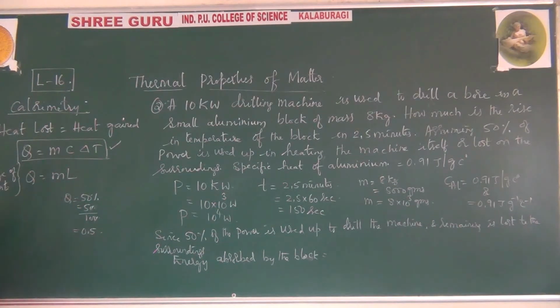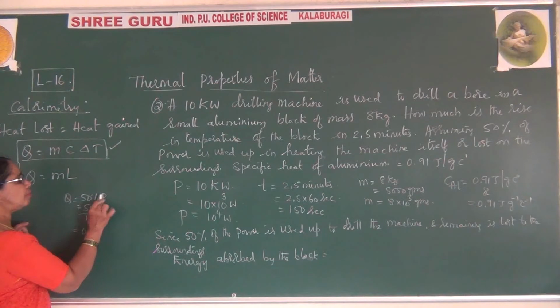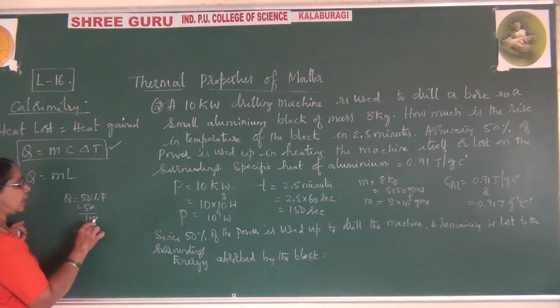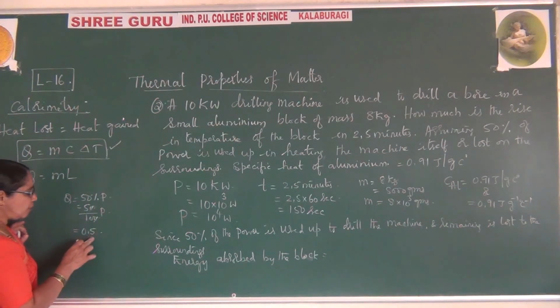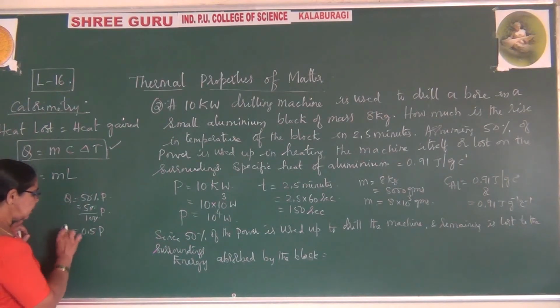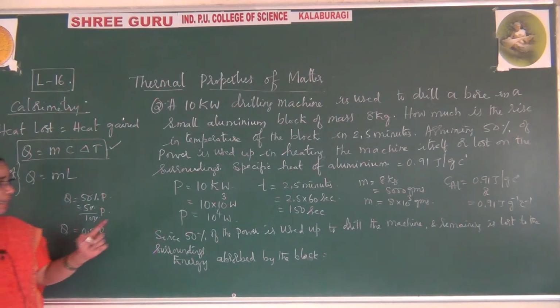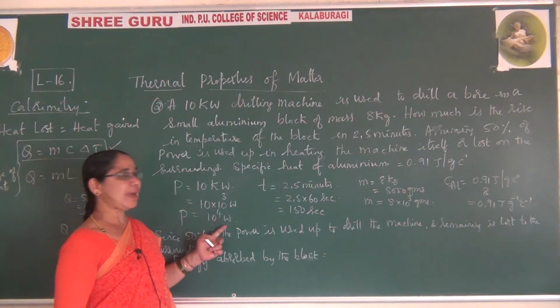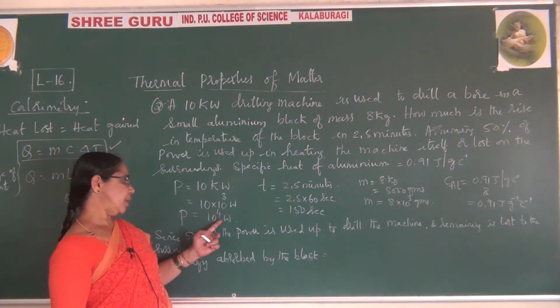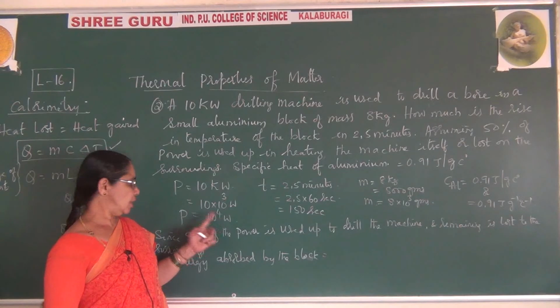So 50% of power means 50 by 100 of this power. So 0.5 of this power, this much you are using here. That is the energy which is absorbed, 0.5 P. What is P? P is 10 to the power of 4 watts. This P you have to take, 10 to the power of 4 watts.